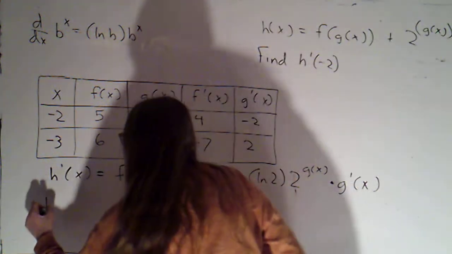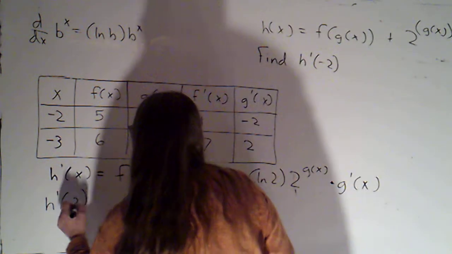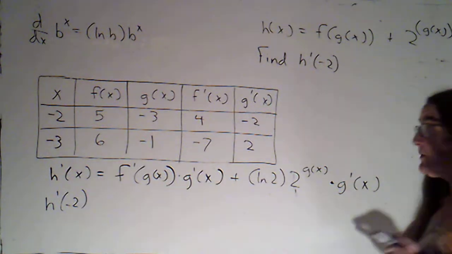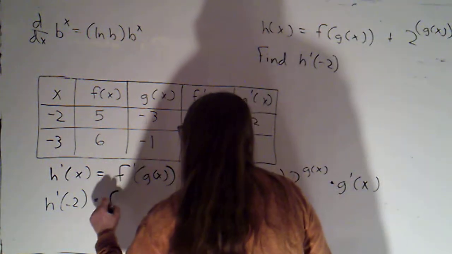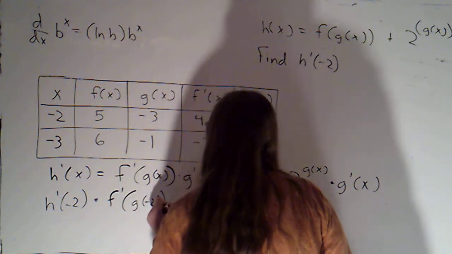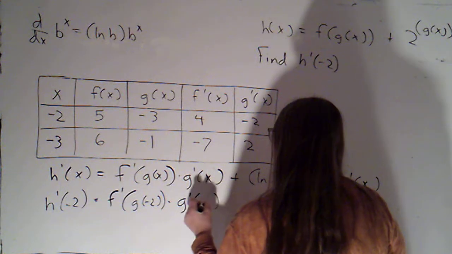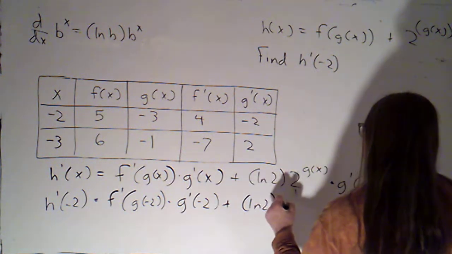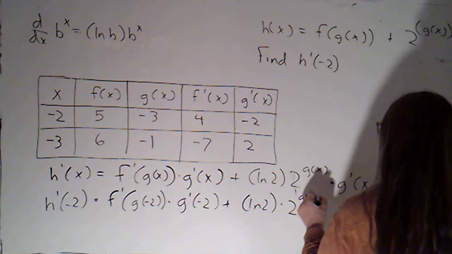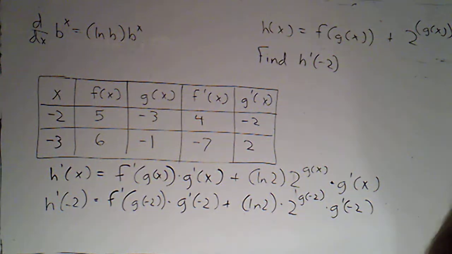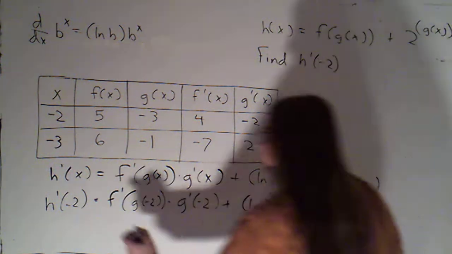Let's now look at h prime of negative 2. So I'm replacing all of the x's with negative 2's. So we'll have f prime at g of negative 2 times g prime at negative 2 plus the natural log of 2 times 2 to the g of negative 2 times g prime of negative 2. All right, let's read these values off of our table.